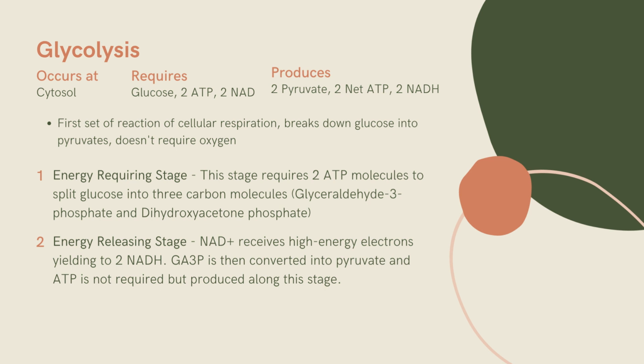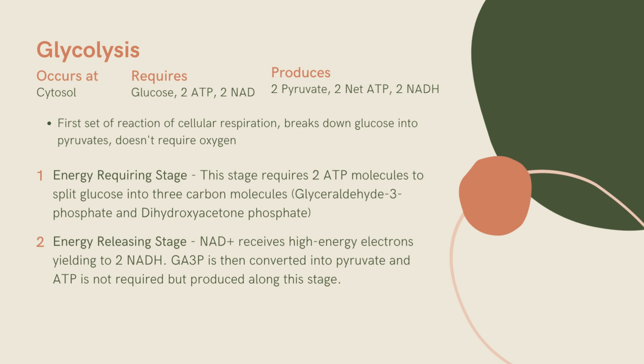Glycolysis is the first set of reactions of cellular respiration. Glycolysis is the process in which one molecule of glucose is broken in half, producing two molecules of pyruvic acid or pyruvate, which is a three-carbon compound. Glycolysis doesn't require oxygen. That is why it can occur in both aerobic and anaerobic organisms.